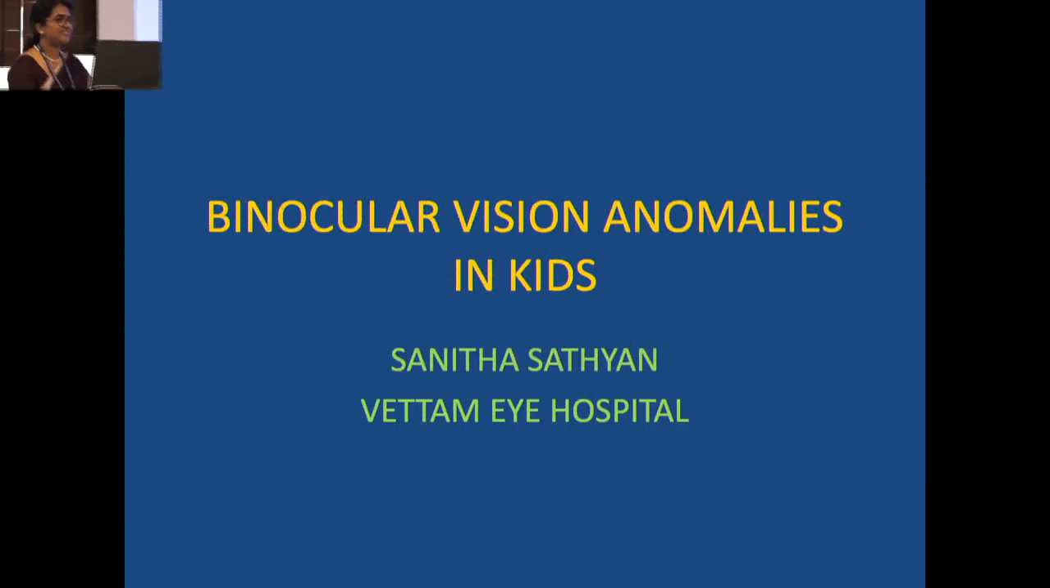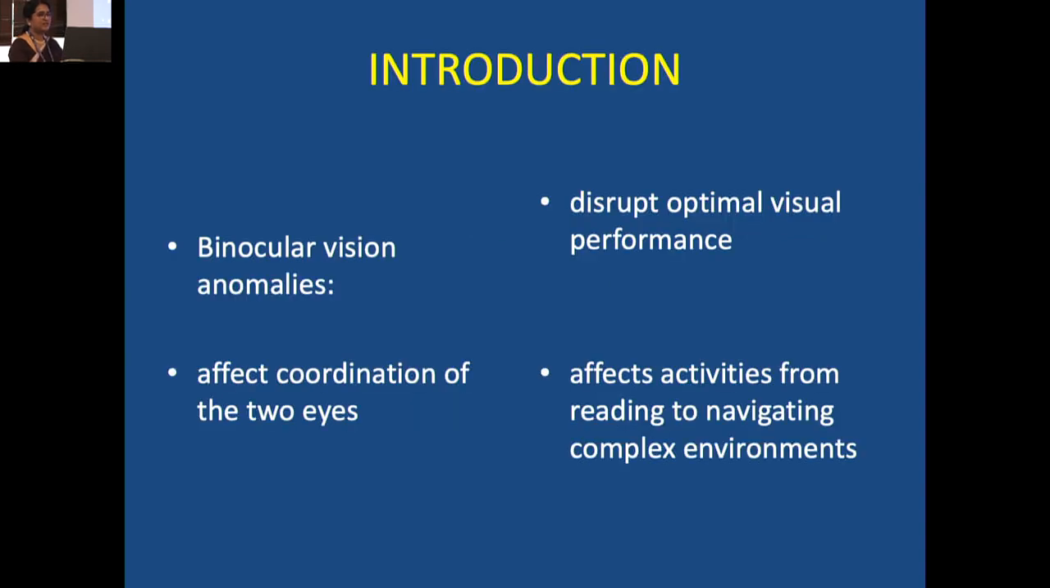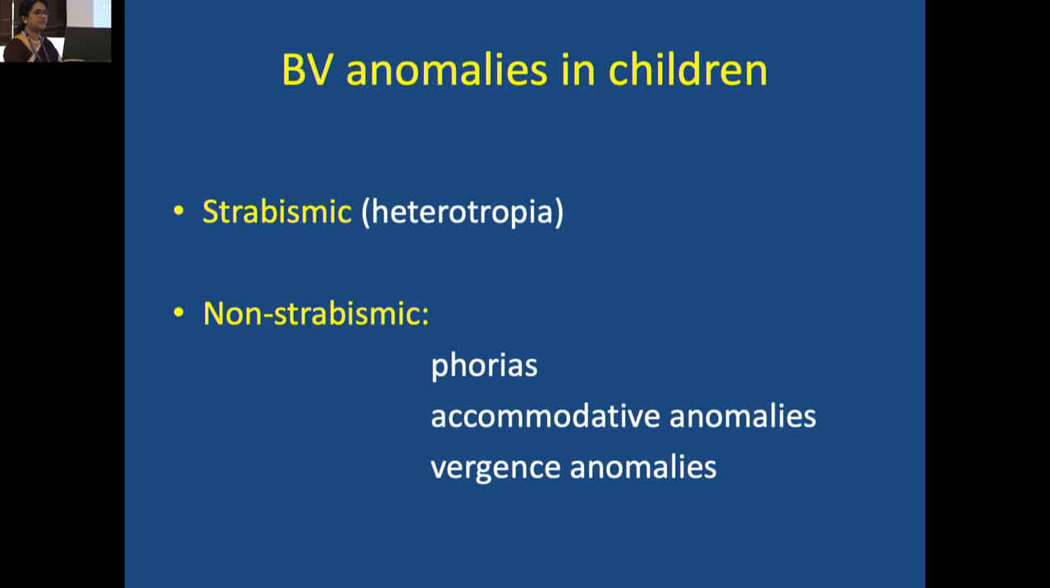This is a relatively less discussed topic, so we wanted this in the IC because it is a very important one as far as the kids are concerned. Binocular vision anomalies affect coordination of the 2 eyes and disrupt optimal visual performance. So a child can have 6/6 vision, but at the same time may have difficulties due to binocular coordination, and this can affect activities ranging from reading to navigation of complex environments.